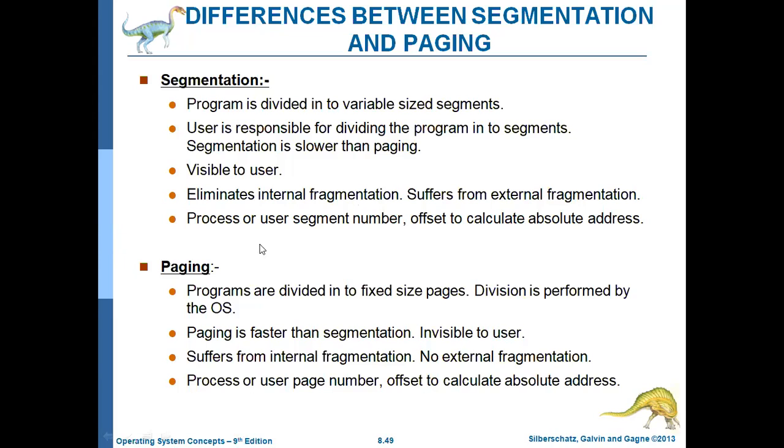In segmentation, the segment number and offset are used to calculate the absolute address, whereas in paging the page number and offset are used to calculate the absolute address. Here you have the segment number, and here you have the page number.